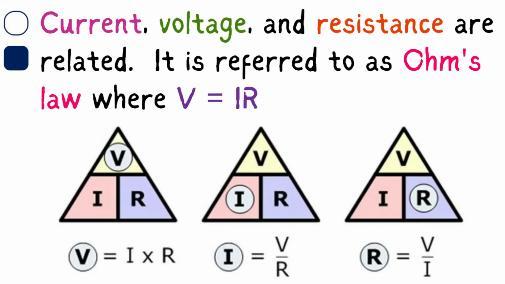Current, voltage, and resistance are related. Again, it is referred to as Ohm's law, where V is equal to IR. If you transpose for current, you'll get I is equal to V over R. If you transpose for resistance, resistance will be equal to voltage divided by current.